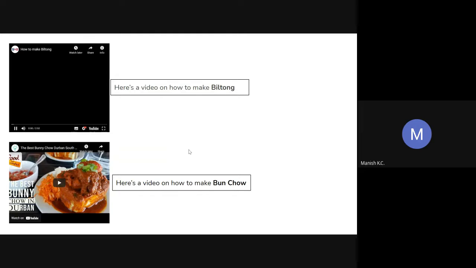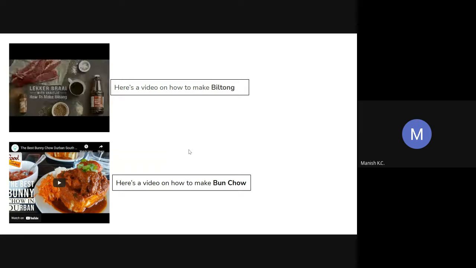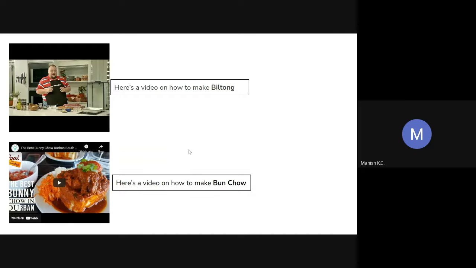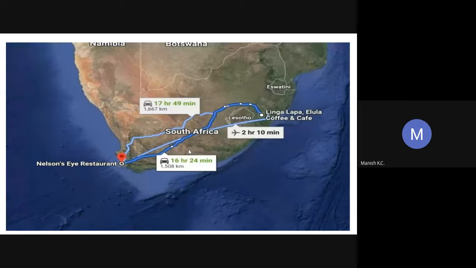Lastly, I have included the preparation methods of these two dishes that we had. So this is it from me, and I would like to enjoy the rest of the presentation. I would like to give this virtual floor back to Ms. Samiksha Bhattarai. Thank you. Thank you so much.